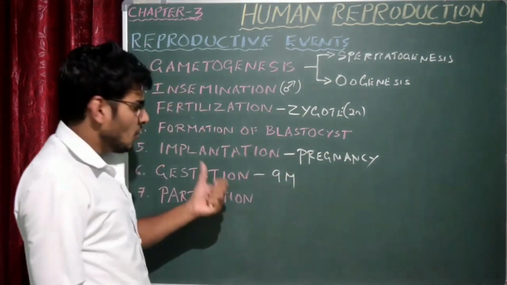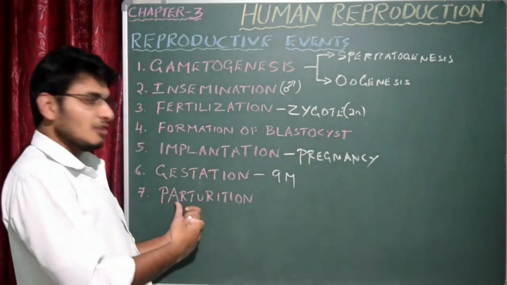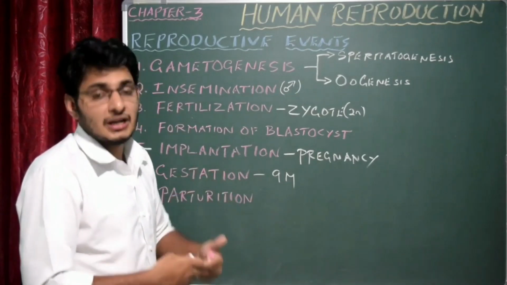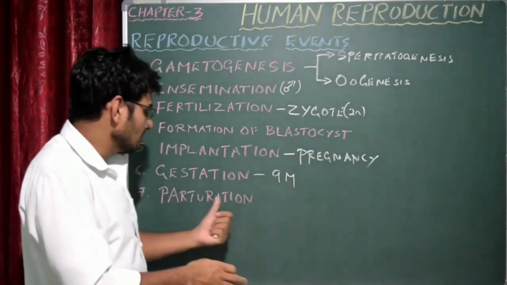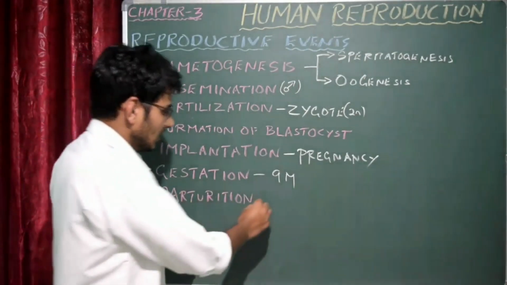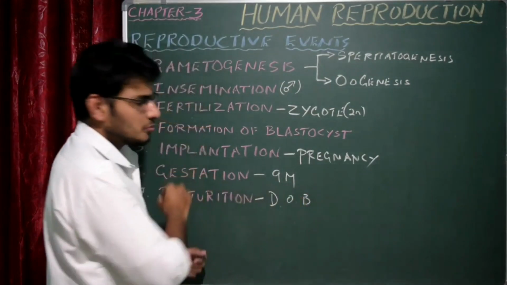In humans, once the gestation period is completed, obviously the female cannot retain the completely developed young one within the uterus. She has to deliver it through the female reproductive system, and that is called parturition. Got it? So that is actually the delivery of the baby. Okay, so this is called parturition.